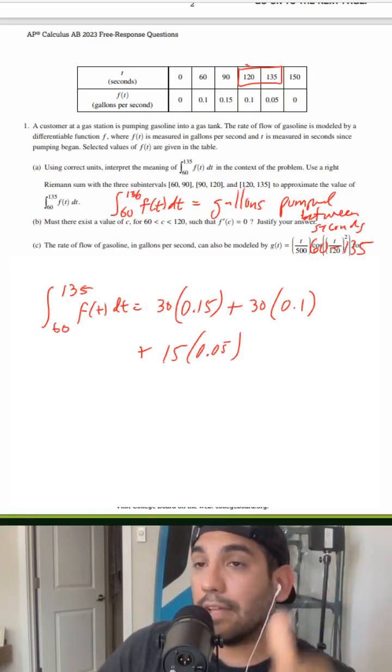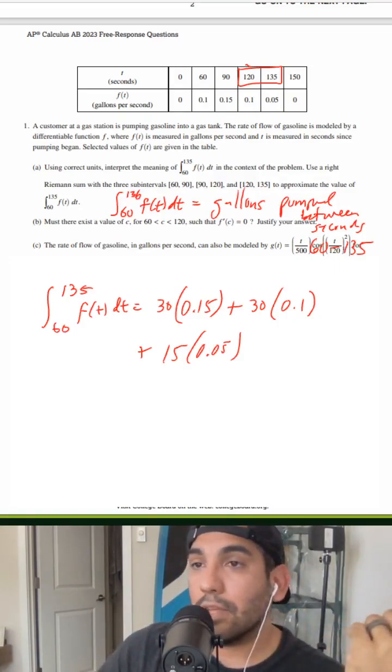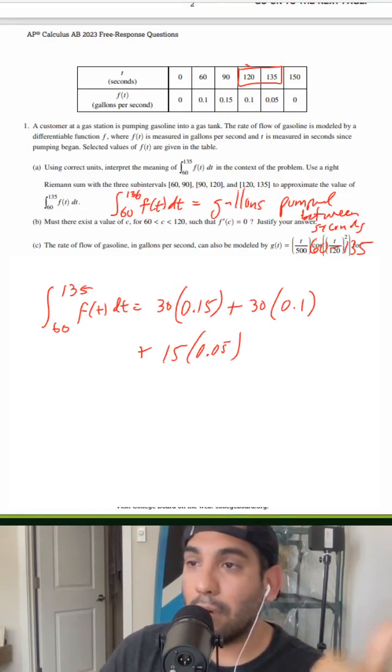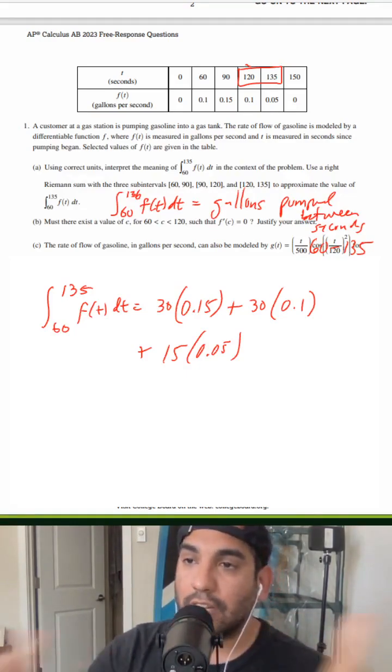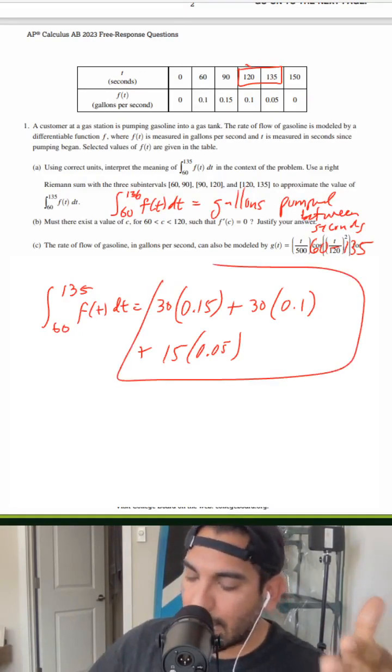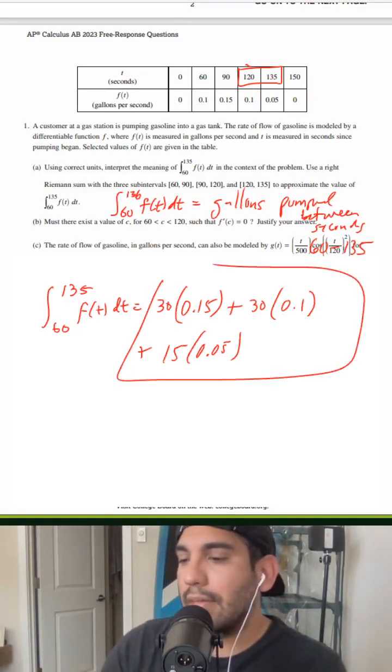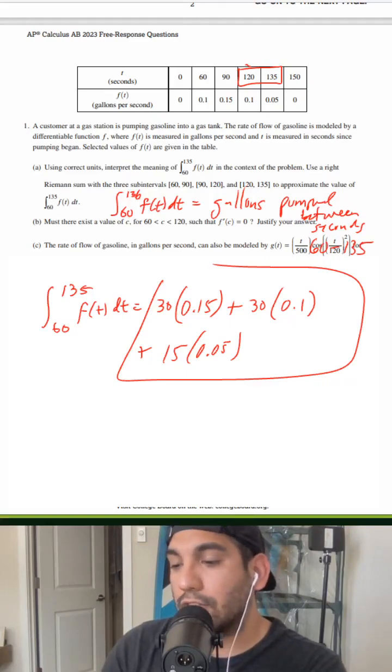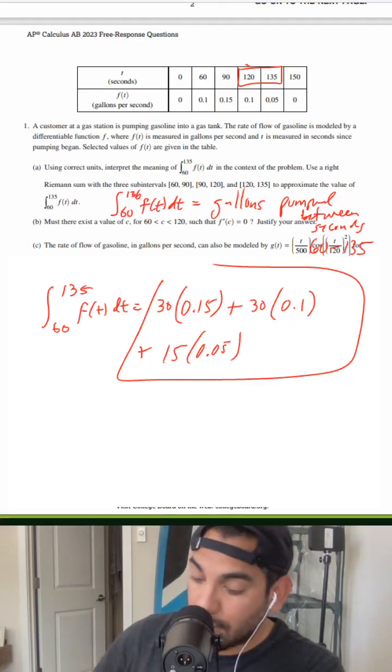Lily, let's talk about that. So I believe for number one, you're going to get a point for saying that it was gallons pumped between seconds 60 to 135, and then you're going to get a point for setting up the Riemann sum. And this is a calculator portion, so I have to assume that perhaps you're just going to have to simplify it. Okay? And again, don't be discouraged. If you feel like I'm putting the wrong answer, I could be incorrect. I am not the grader.